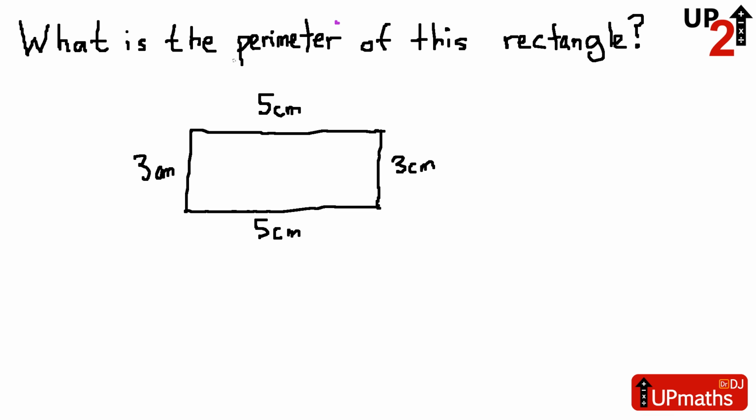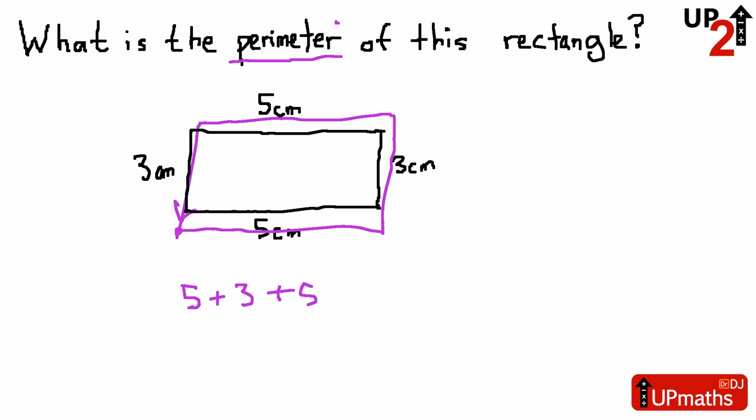What is the perimeter of this rectangle? How do we work out the perimeter? We go all the way around the outside and measure how far it is. So in this case it would be 5 plus 3 plus 5 plus 3. Doesn't matter what order you add them in, I've just kind of gone round in that order. Add them all together, that makes 16 centimetres.